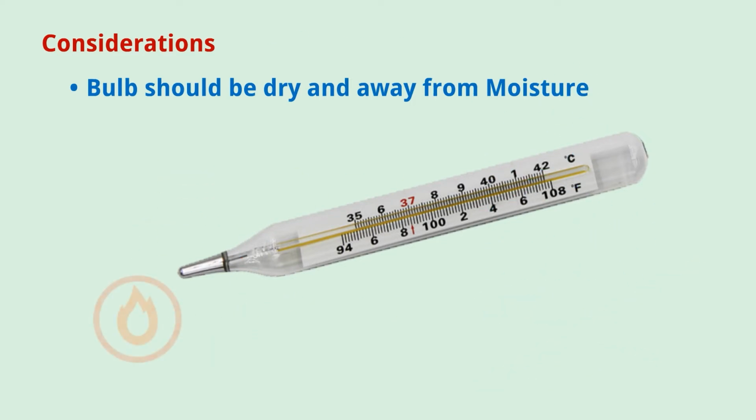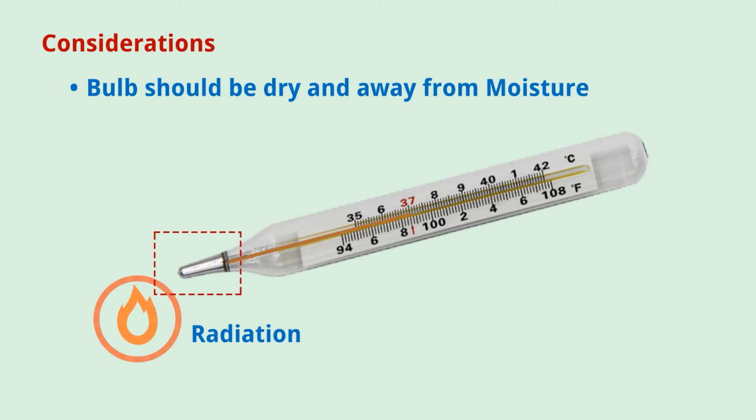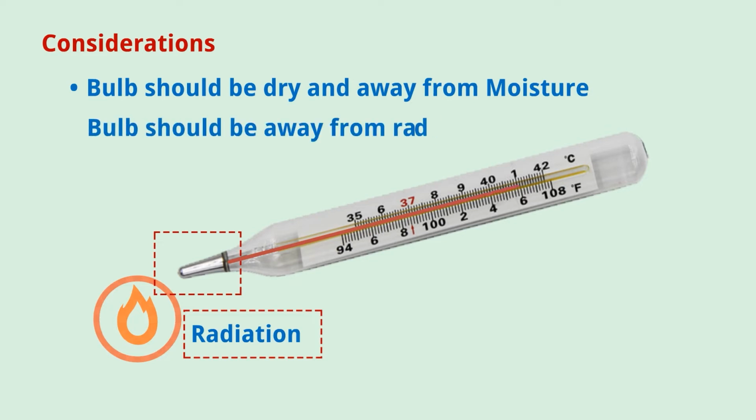If we keep some heat source from where radiation may come and it can affect the bulb, here the temperature of the mercury will increase. Suppose without radiation it reaches 37 degrees centigrade, then in case of radiation it will go more than that, say 41 degrees centigrade. So the bulb should be away from radiation. These two considerations should be taken into account for dry bulb temperature.